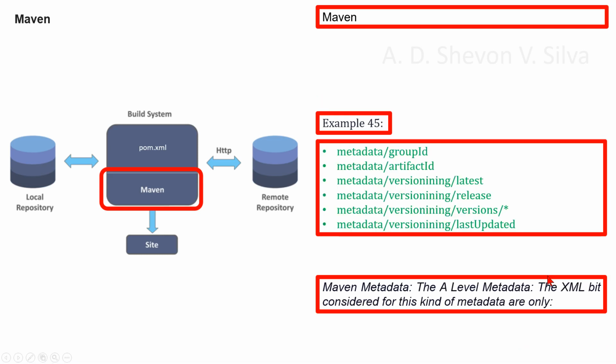Now we are considering the A-level metadata. In metadata, the XML bits considered for this kind of metadata are only the artifact level metadata found in the directory of the artifact, which serves the purpose of version discovery. This metadata contains a list of versions of given GA coordinates and XML bit considered for this kind of metadata only.